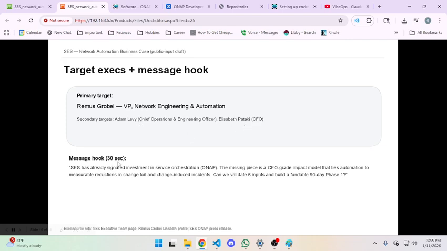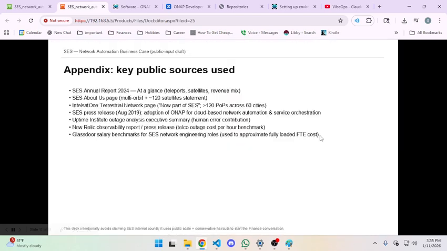So we've got a message hook here. SES has already signaled investment in service orchestration, ONAP. The missing piece is a CFO grade impact model that ties automation to measurable reductions in change toil and change induced incidences. Can we validate 6 inputs and build a fundable 90-day phase 1? Okay. So then the last slide is an appendix of the key sources used.